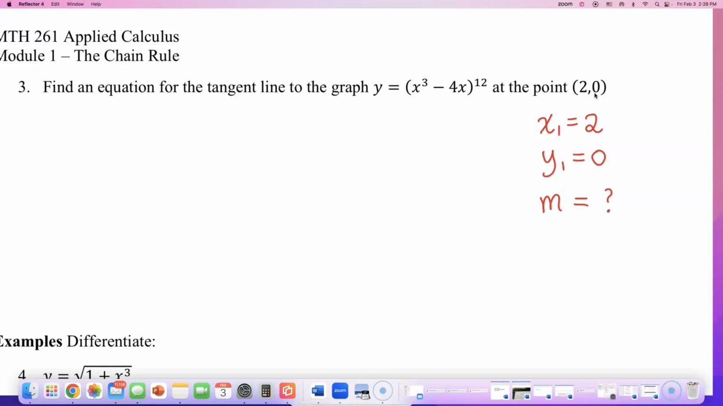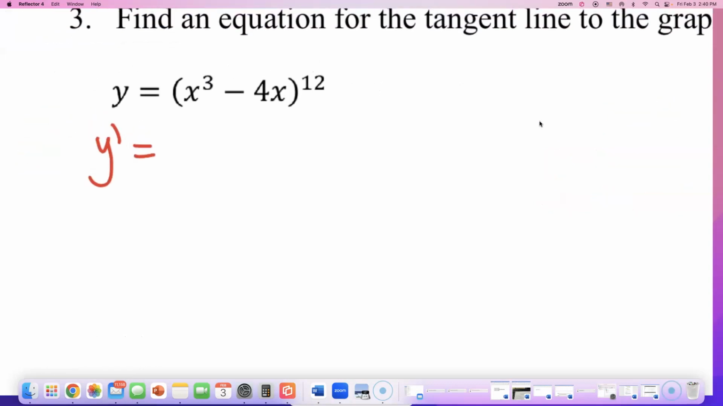You can find the slope of a tangent line by finding the derivative and plugging in the given x value. So let's find the derivative of this y. That's the original function, and I'm about to find y prime. We're using the chain rule because we have a composition of functions. We have this chunk, x cubed minus 4x, being raised to the 12th power. So the outside function is something getting raised to the 12th power, and the inside function is the part inside the parenthesis.